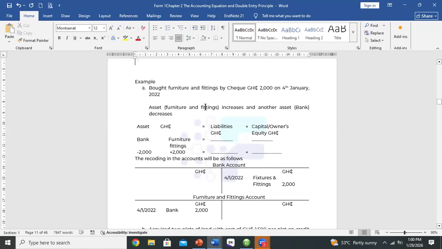So if the asset is increasing, we debit. That's why we are debiting the furniture and fittings. And then bank, which is another asset, is decreasing. And when assets are decreasing, we credit. That's why we credited the bank.